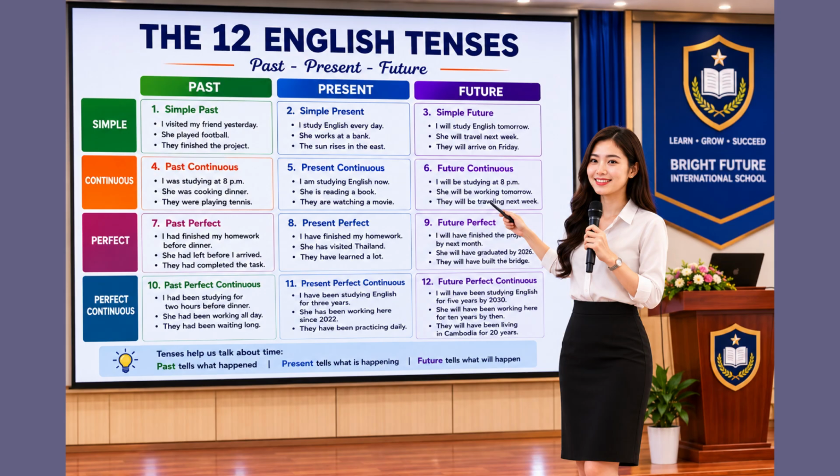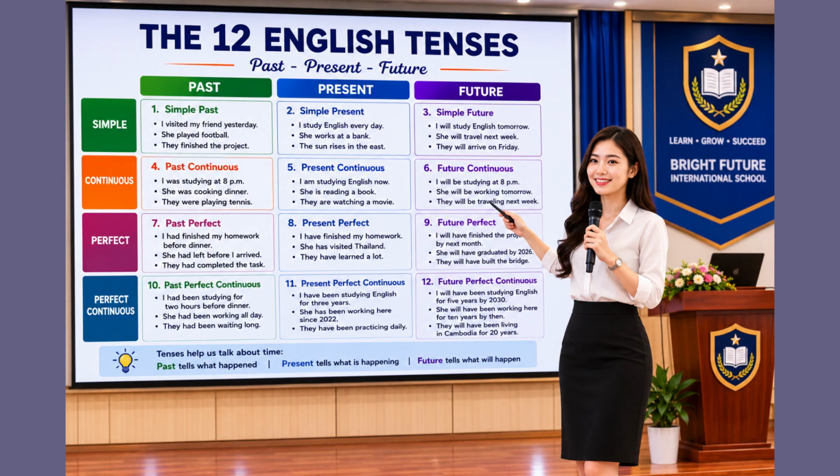5. Simple past tense. The simple past tense describes completed actions in the past. Structure: subject plus past verb. Examples: I visited my grandparents yesterday. She worked late last night. They watched a movie. We traveled to Siem Reap last year.